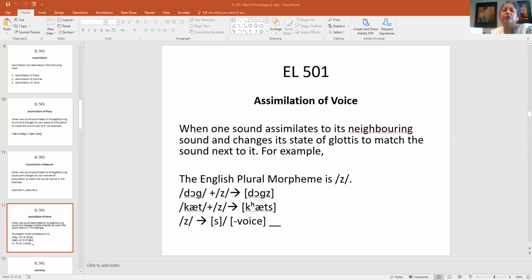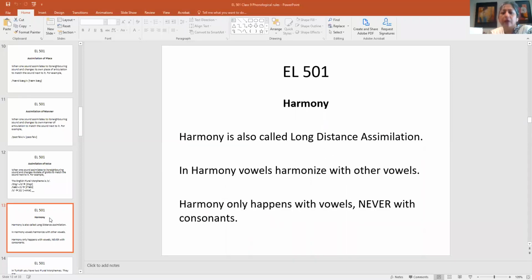Okay, so as I was saying, we've done assimilation. So now we are going to move on to harmony, the next phonological process. Now, harmony is also called long distance assimilation. We will see why it's called long distance assimilation. In harmony, vowels harmonize with other vowels. And one thing to remember always is harmony only happens between vowels, never with consonants.